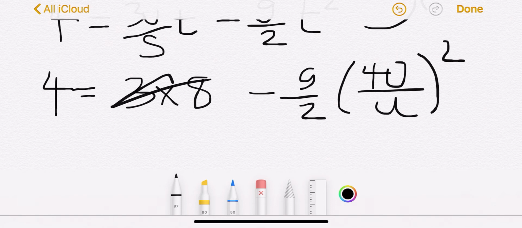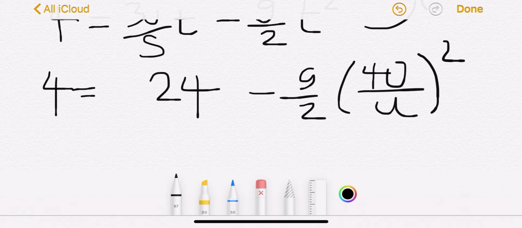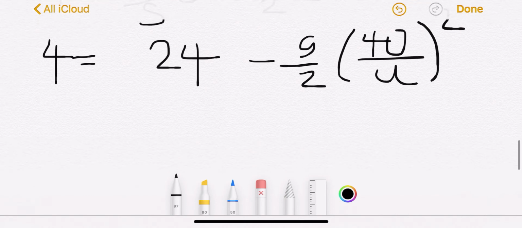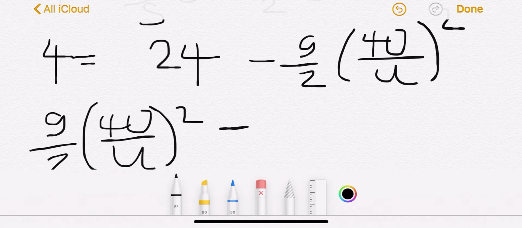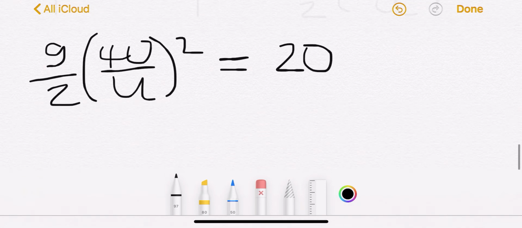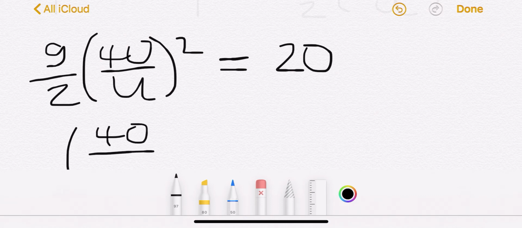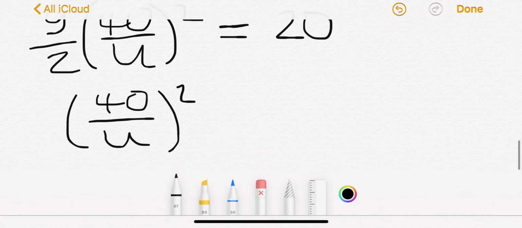So actually, what have we got? We have 24 minus g over 2 all multiplied by 40 over u squared equals 4. Okay, so that must mean that g over 2 multiplied by 40 over u squared is equal to 20, and therefore 40 over u all squared is equal to 40 over g.